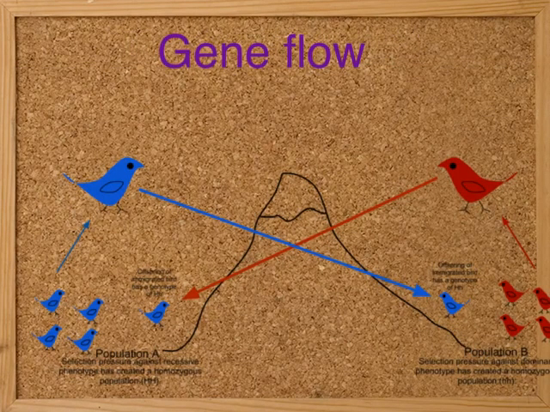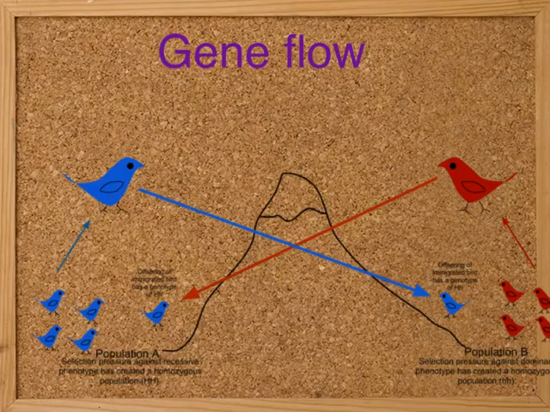Okay, the next concept that we're going to talk about is gene flow. Gene flow is a change in the gene pool due to migration of fertile individuals or due to the transfer of gametes between populations. So in this situation, we have two populations, a population of birds here and a population of birds here. Notice that one of the cheeky birds from this population has decided to come over here and mate with one of the birds from this population, and one of the cheeky birds from this population has decided to come over here and mate with one of these birds.